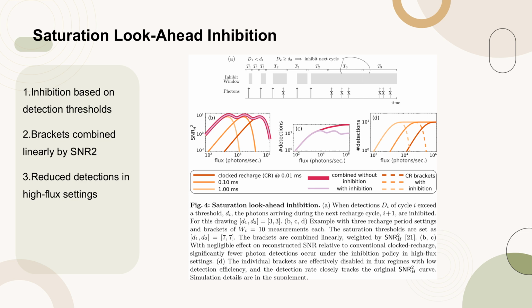The brackets are linearly combined, weighted by SNR2, demonstrating that this approach has a negligible effect on the reconstructed SNR compared to conventional clock recharge methods. Notably, this inhibition policy results in significantly fewer photon detections in high-flux environments. In Part D, it is shown that individual brackets are effectively disabled in low detection efficiency regimes, with the detection rate closely following the original SNR2H curve. Detailed simulations supporting these findings are available in the supplement.